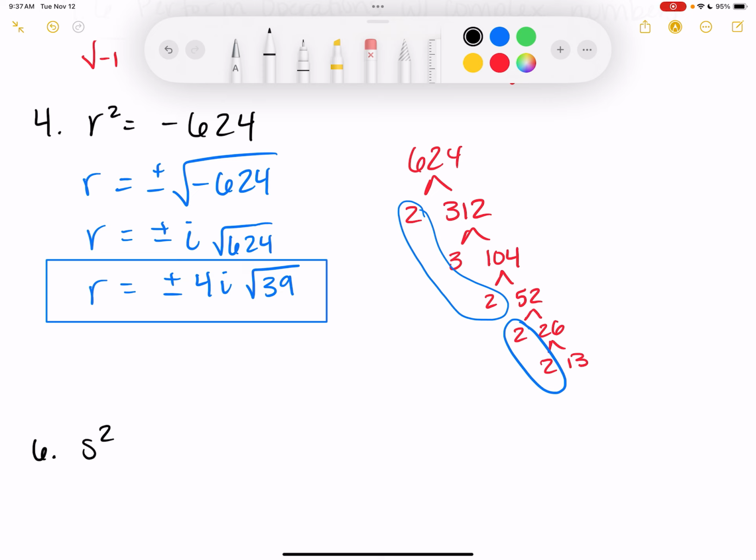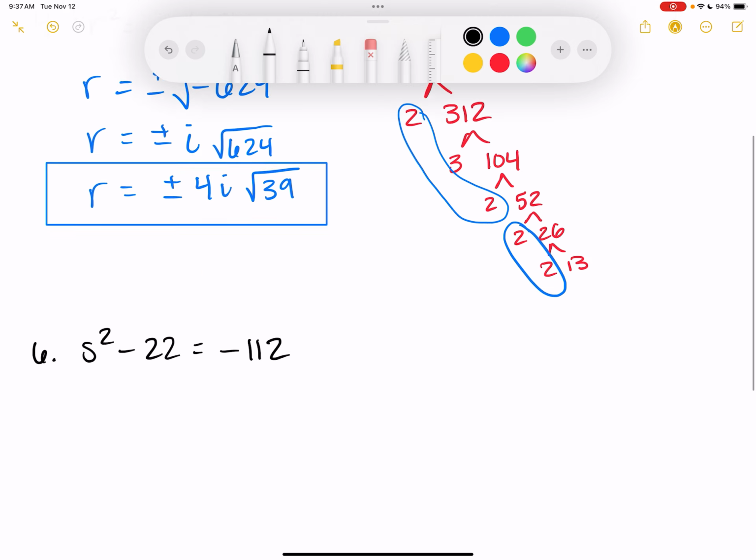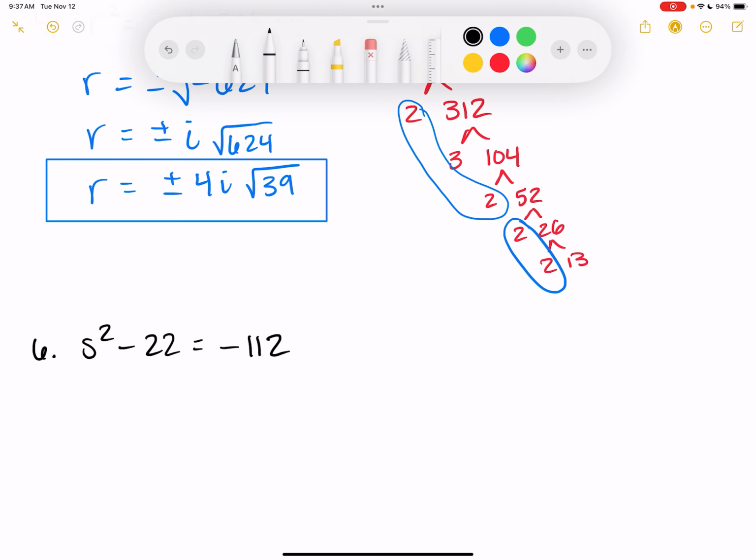S squared minus 22 equals negative 112. What would I have to do first? Plus the 22 on each side. Get rid of the 22. S squared equals what?